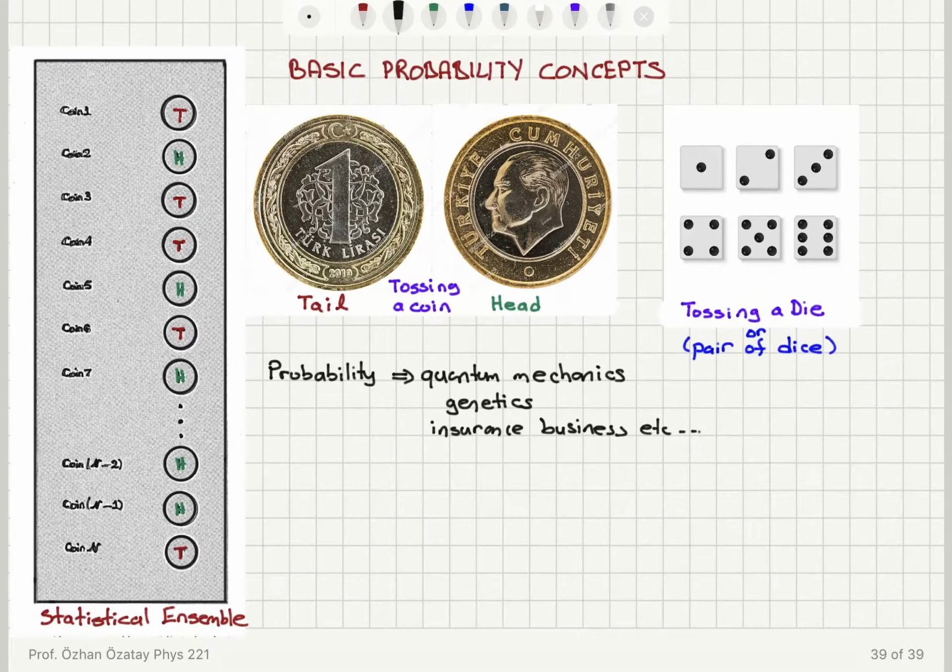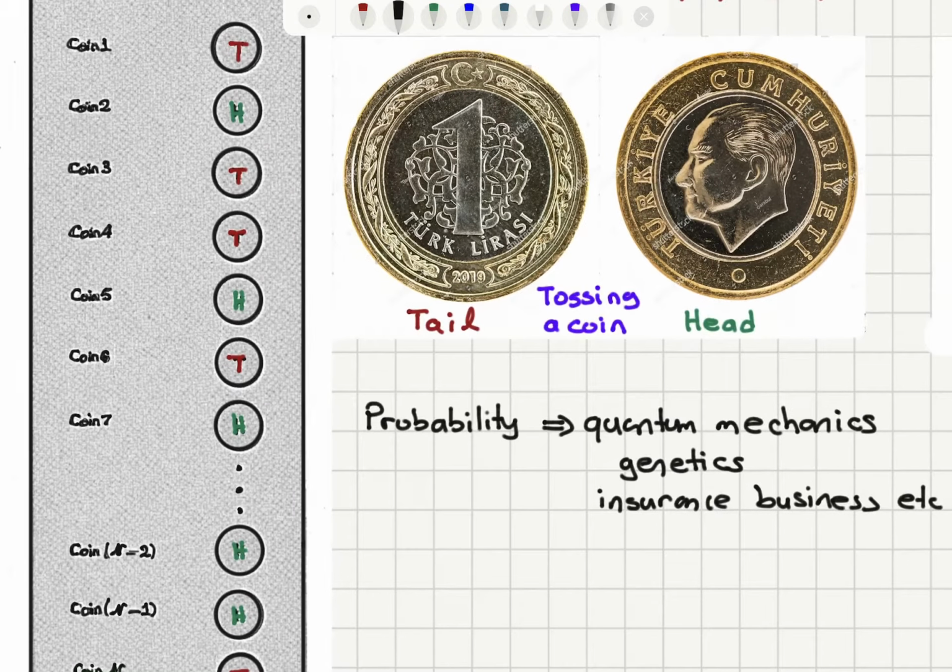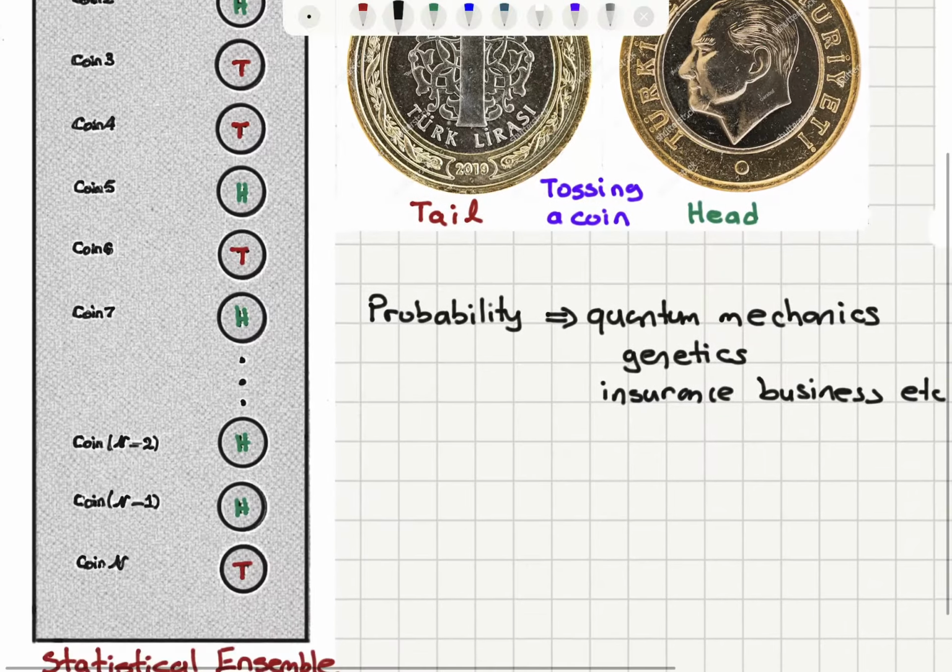So if we are going to do a single experiment, for example, if I'm tossing a coin, it is impossible to predict what the outcome of this experiment will be. However, if I form an ensemble of these coins, a set of very large number of similar systems, if I toss all of these coins at the same time, I can basically observe coin 1 gives tail, coin 2 gives head, etc. So I have n of them.